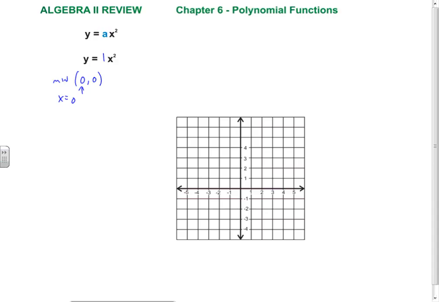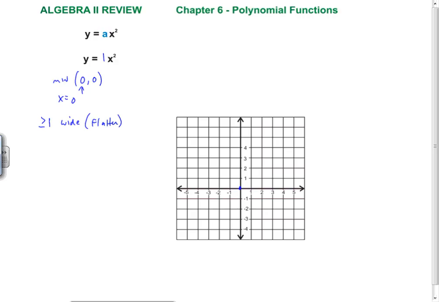All right, and is this thing relatively wide or relatively narrow? Well, in my estimation, I say anything greater than or equal to 1 we consider to be relatively wide or flatter. Okay? How do you graph this? You always want to graph the vertex first. 0, 0, right? So I'm going to graph that 0, 0 point. Let me get rid of this arrow.